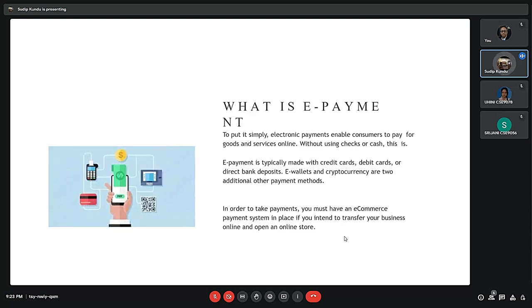In this slide, we will discuss what is e-payment. E-payment, also known as electronic payment, enables consumers to pay for goods and services online without using checks or cash. We can use e-payment with credit cards, debit cards, or direct bank deposits. E-wallets and cryptocurrencies are two additional payment methods. In order to take payments, the consumer must have an e-commerce payment system in place if he intends to transfer his business online or open an online store.